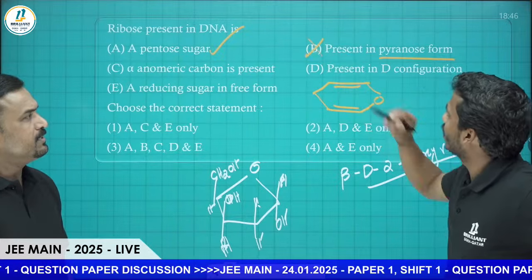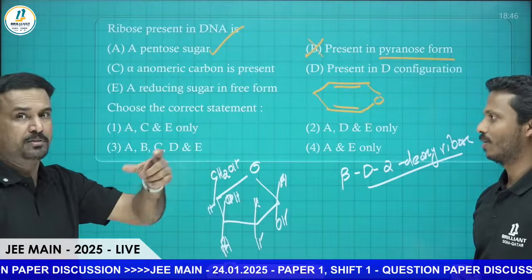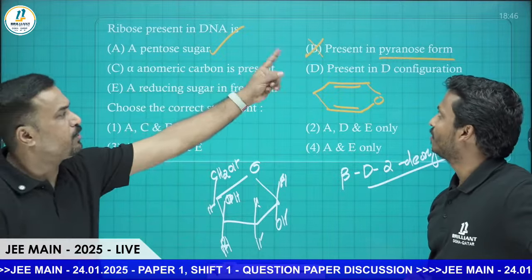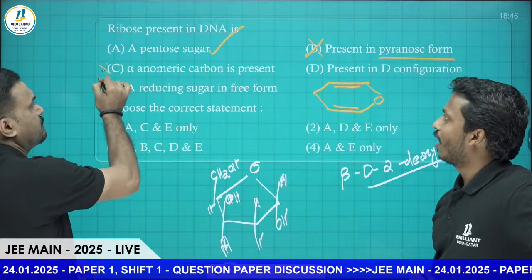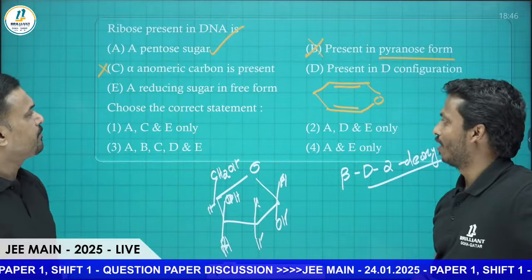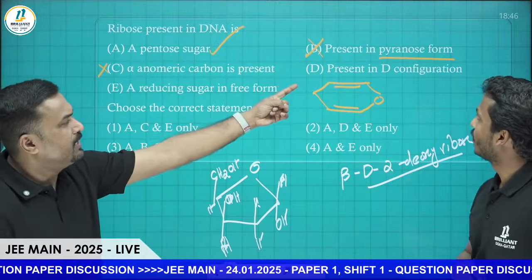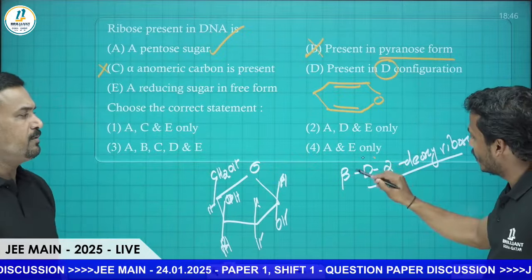Pyranose is a glucose form. Glucopyranose is the name we use based on the cyclic structure. So that is wrong, and C is wrong. The anomeric carbon is alpha, not beta. Beta form is there, so that is wrong. So we go for D: present in D configuration. Correct, yes, it's in D configuration.